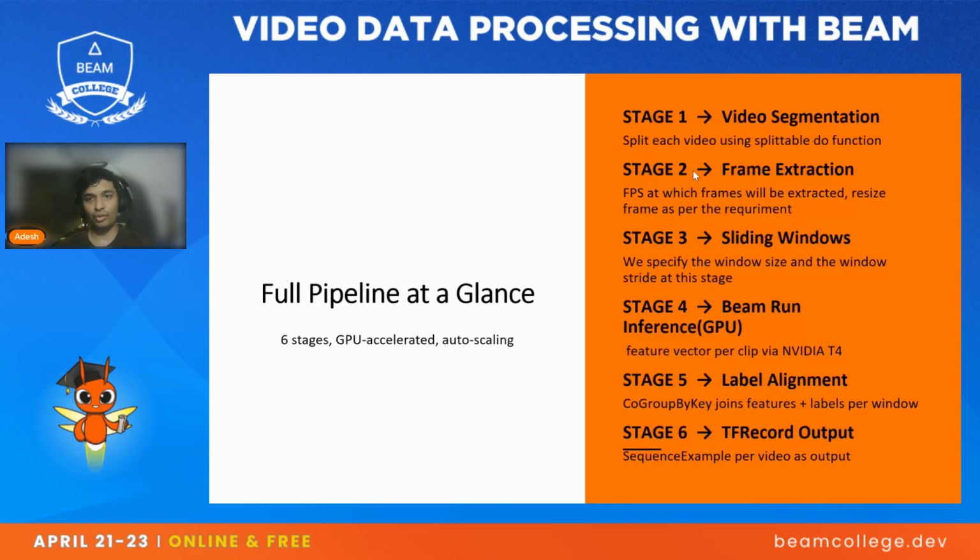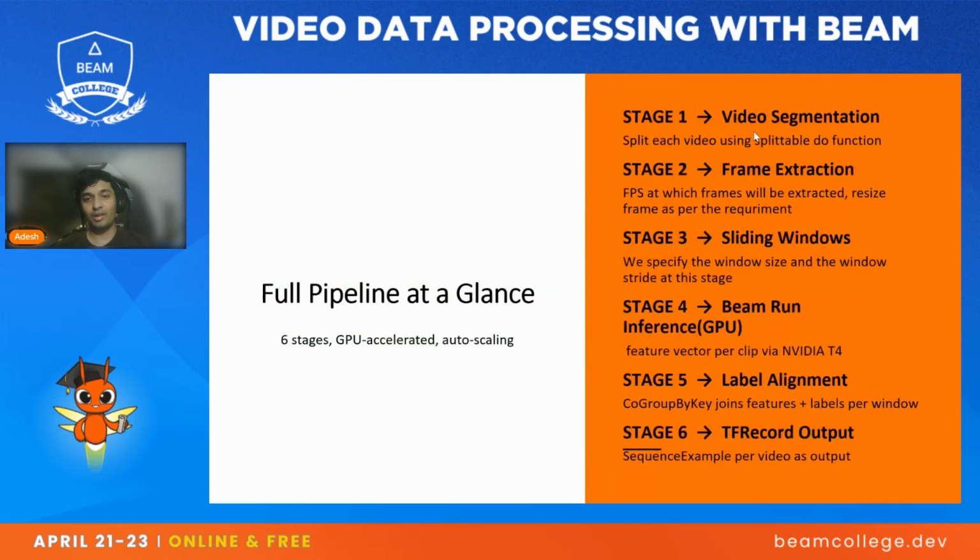So what you could do at this stage is extract the frames at a particular FPS. For example, the video we are using today is a 60 FPS video, but we are extracting frames at 10 FPS. So we are extracting every sixth frame of the video, so we don't have a lot of redundant data going ahead. We also need to resize the frame as per the model which you are using.